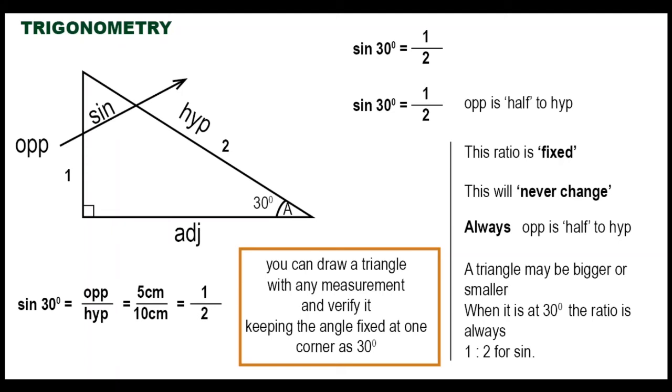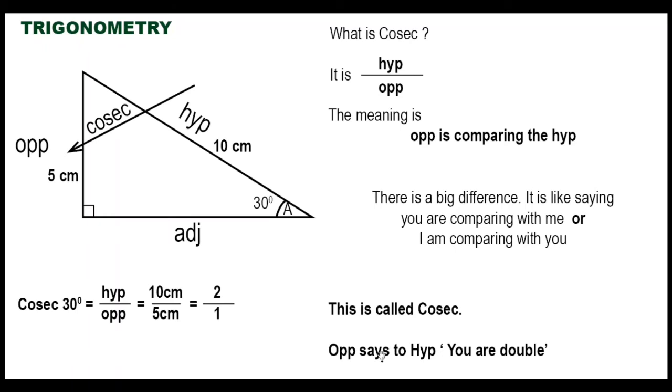So as I said earlier, a triangle may be bigger or smaller. At 30 degree, the ratio is always 1:2. For experiment, you can draw a triangle with any measurement, verifying it, keeping the angle fixed at one corner as 30 degree.